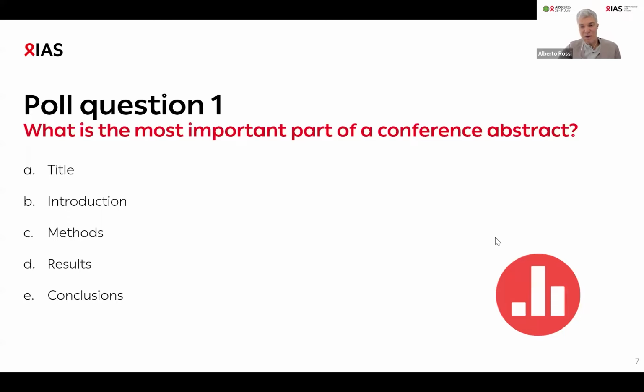So 41% of you indicated that a title is the most important part of an abstract, and then results, introduction and methods, sort of evenly distributed, and then conclusion. So let's see why we asked you this question. Okay, let me stop sharing and move to the next slide.